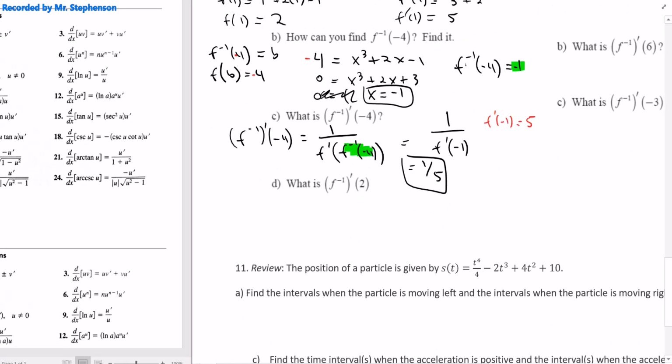Let's try f inverse prime of 2, right? F inverse prime of 2. I don't need to rewrite this formula, or I mean I'm going to, but f inverse prime of 2 is going to be 1 over f prime of f inverse of 2. So I need to find what is f prime of f inverse of 2.